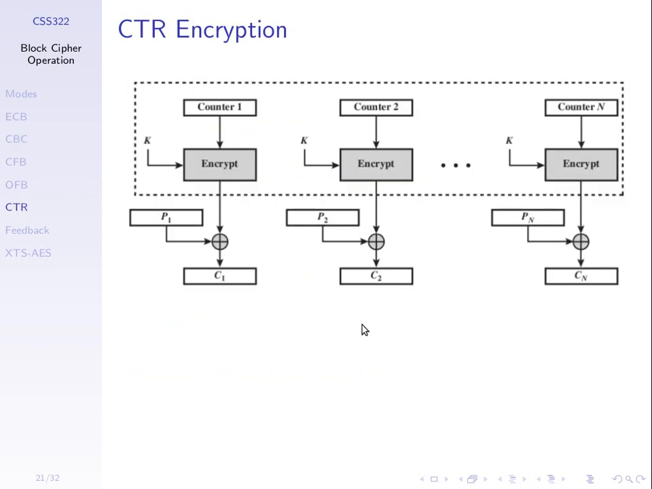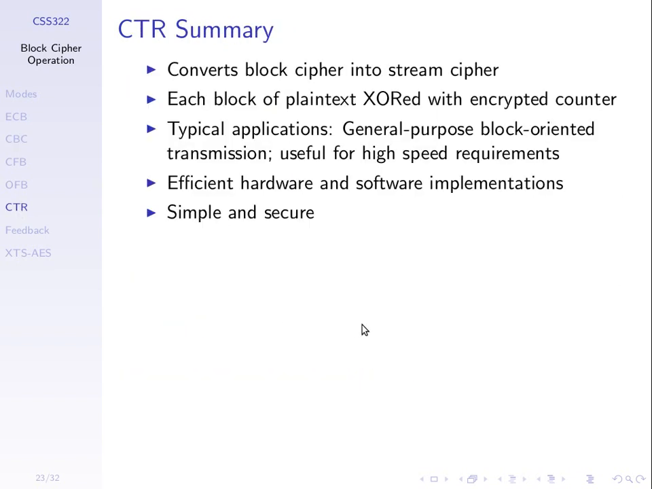Counter mode is commonly used as a stream cipher, like when we want to stream bits across the network encrypted, so it has the performance advantage there. Useful for high-speed requirements, and it's good in terms of implementations.